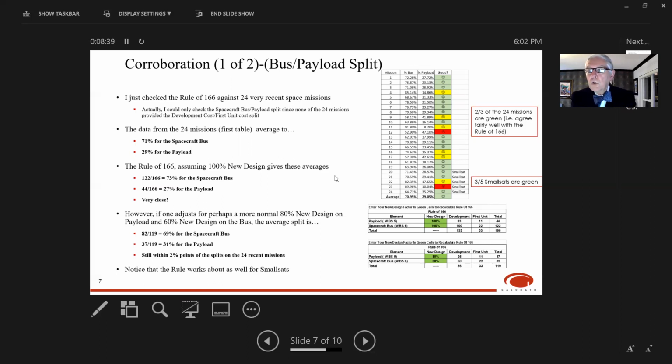Notice that 2/3 of the missions I've rated green here with a green smiley face, and 3 or 4 or 5 of the missions are yellow because they weren't all that close. The rule of 166 wasn't all that close to the reported data. And then 2 of the missions were significantly off, so I rated those as red. But 2/3 of the 24 missions are green, so that says that they agreed fairly well with the rule of 166. Now, the last 5 missions on the chart are small sats, and notice that 3 of those 5 are also green. So the rule is holding up even for small sats more often than not.